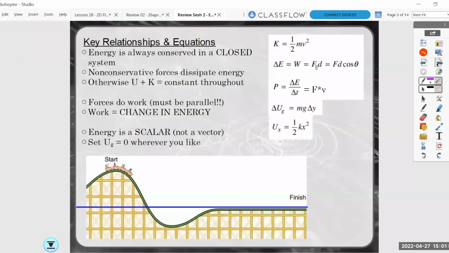So let's start with energy. Energy we measure in joules. Joules is the same as newtons times meters, as becomes important in a moment. The great thing about energy and momentum both is that they're conserved. Energy is always conserved in what's called a closed system. And if you remember, a closed system is one where nothing comes in, nothing comes out, right? Everything is contained within there.